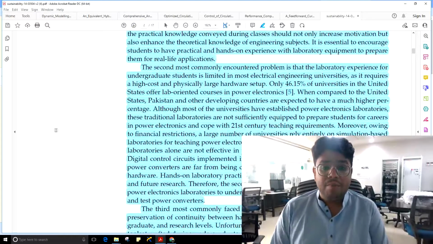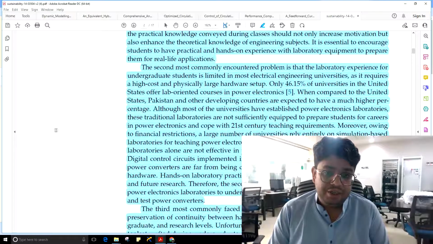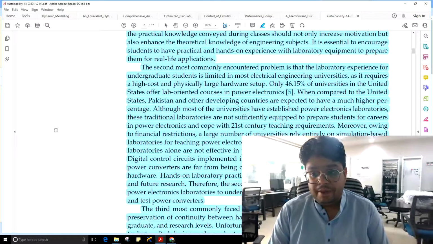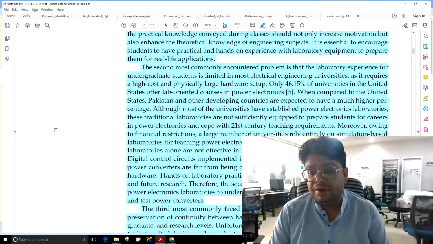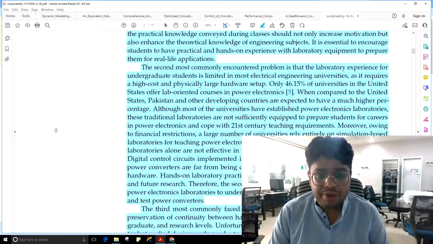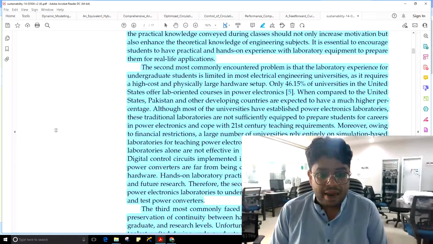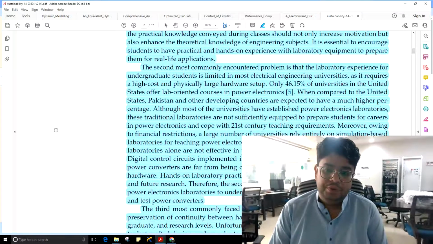Now, the second most commonly encountered problem is that laboratory experience for undergraduate students is limited in most electrical engineering universities, as it requires high cost and a physically large hardware setup. Only 46.15% of universities in the United States offer lab-oriented courses in power electronics. So if this is the situation in the United States, then if we compare that to Pakistan, this percentage will certainly be even lower.